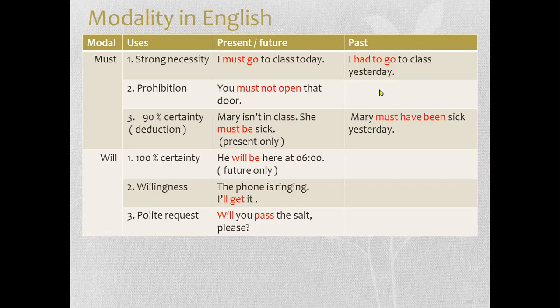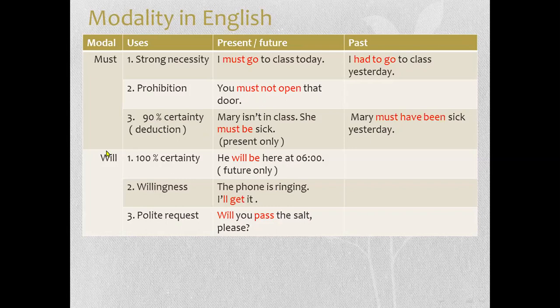And here there are no past forms of prohibition. The third meaning of must is 90% certainty, deduction. You can see that: Mary isn't in class. She must be sick. Present only. You can use must be in the present tense only. Mary must have been sick yesterday. This is the past form of this 90% certainty.